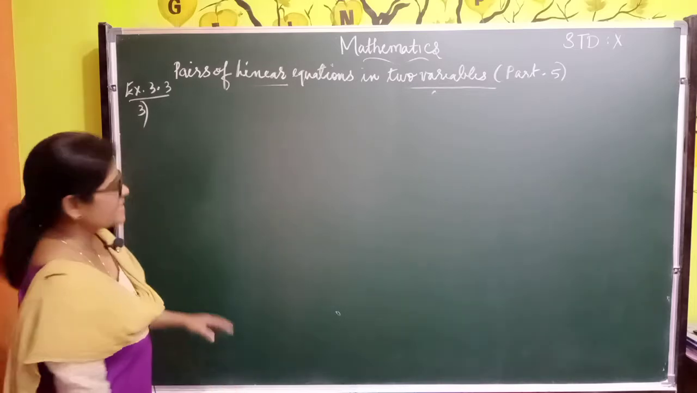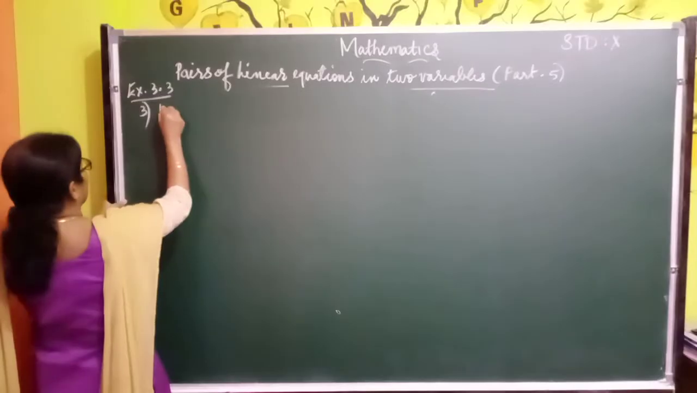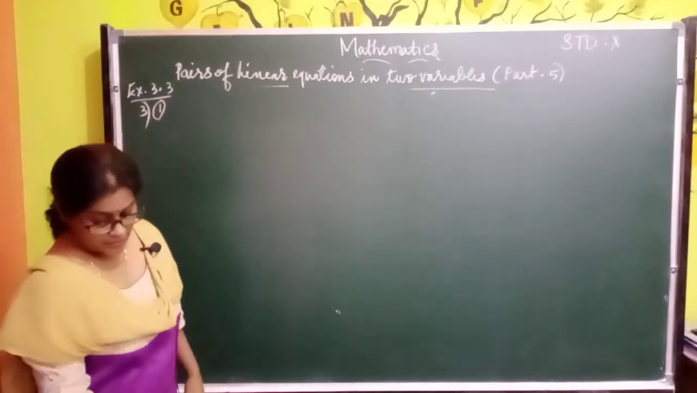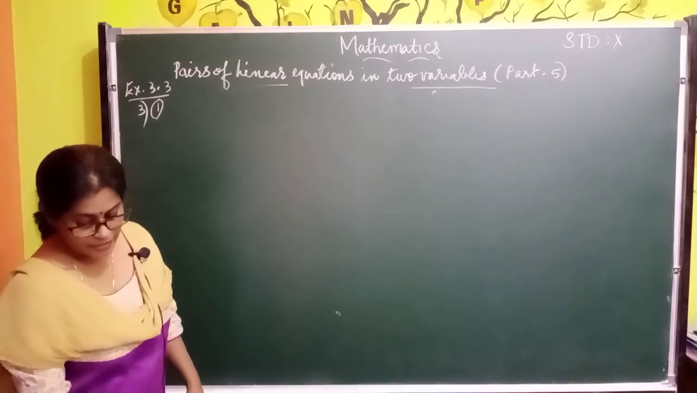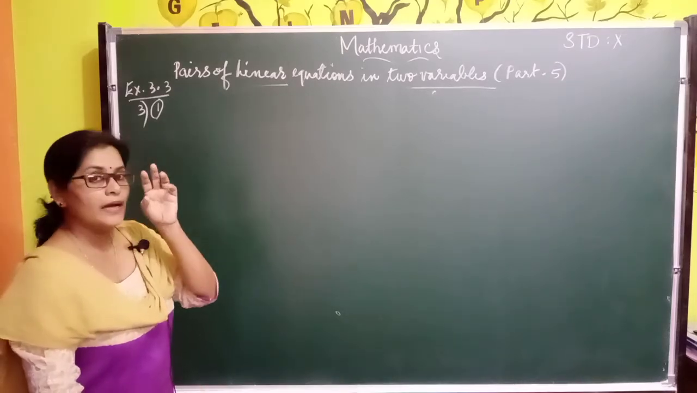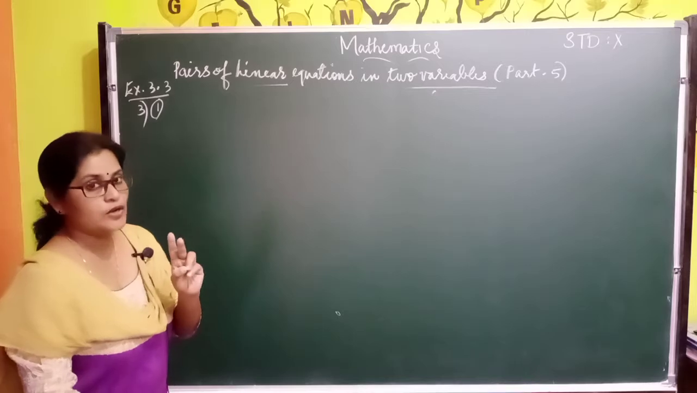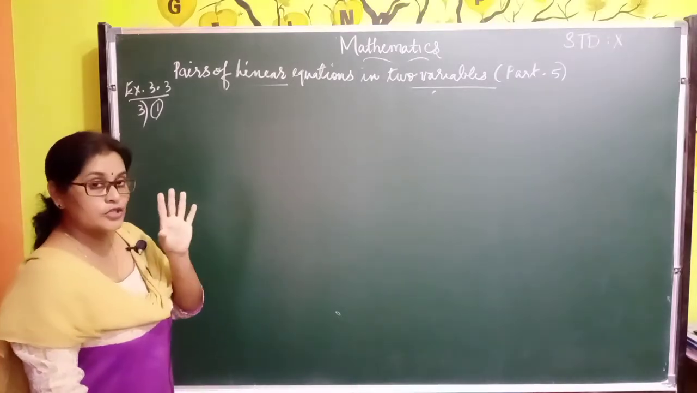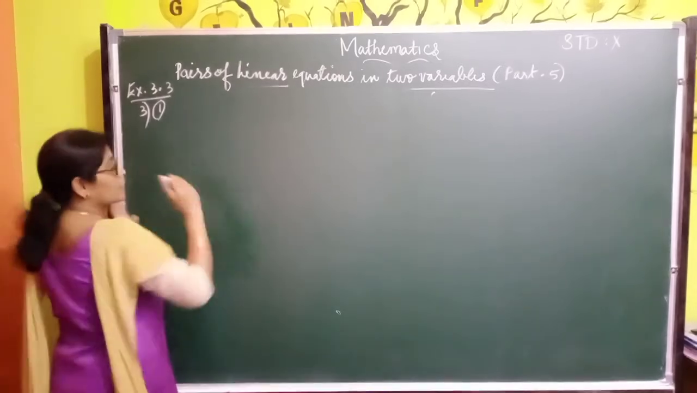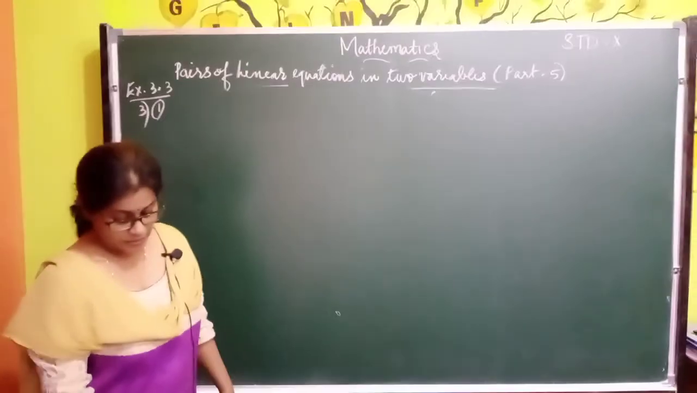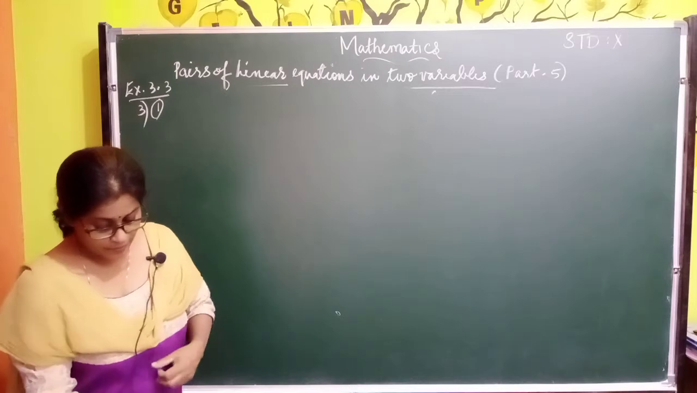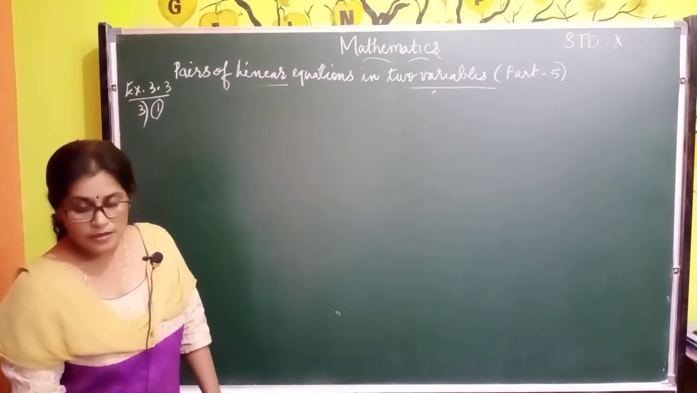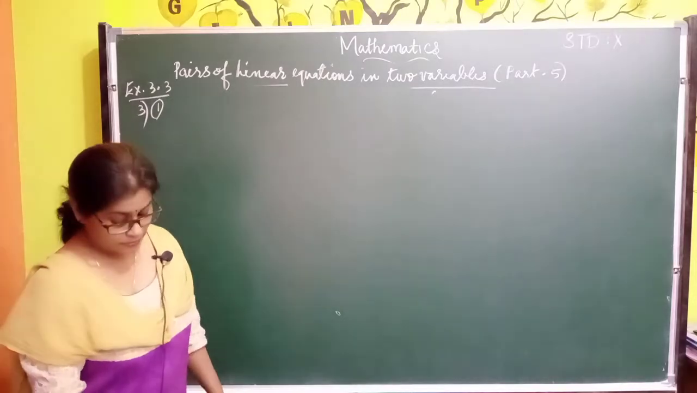First one, from question number 3, question 1. The difference between two numbers is 26 and one number is 3 times the other. Find them. So, here we have to take two numbers. This is very simple.